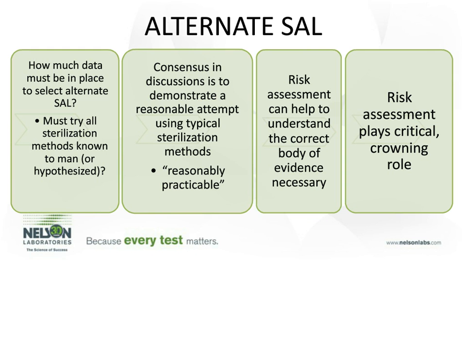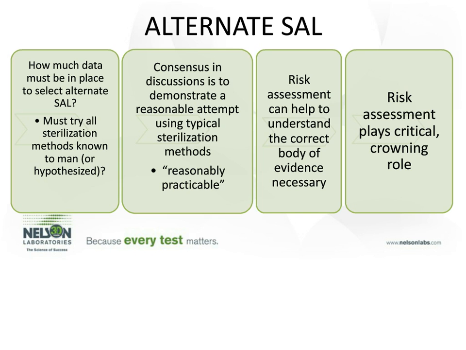One question that is frequently asked is how much data do you have to have in place in order to select an alternate SAL? For example, must every sterilization method known to man or ever hypothesized or potentially discussed in an article must every single thing be attempted before you can accurately say it can't handle 10 to the minus 6? And the answer to that question is no.